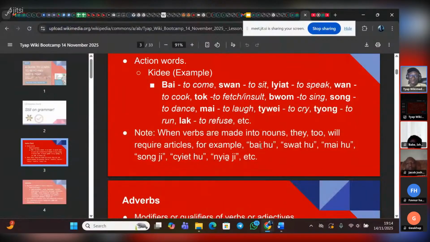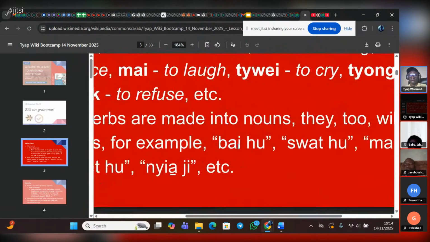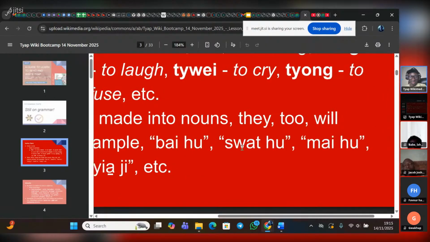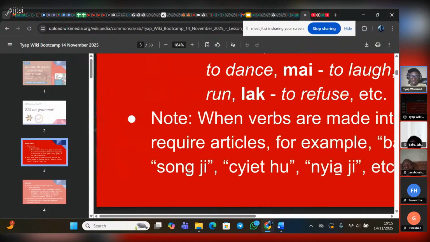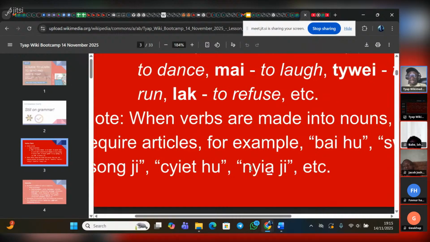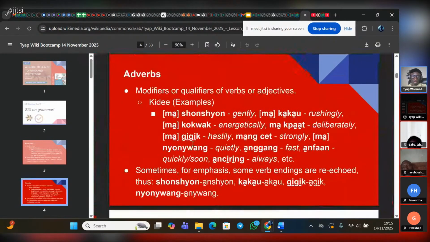For example, when you have this verb like by, by is a verb, but by can also mean coming. That's coming as a verb and coming as a noun. So these words in English are called gerunds, and these gerunds in Tyap they usually take the definite article. So for by we have by who, that means the coming, swat who the sitting, my who the laughter or the laugh. We have somji, the dance, chethu, the traveling or the journey, nyeji, the doing or the deed, and so on and so forth. So Tyap gerunds are quite numerous. And then that's where we're going to stop for verbs for now.